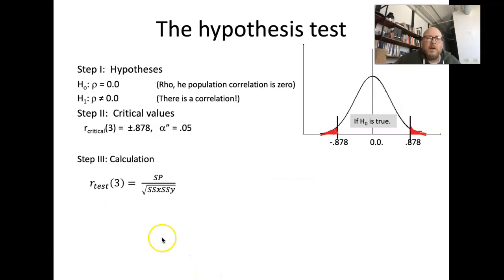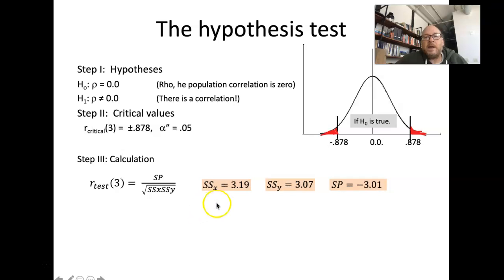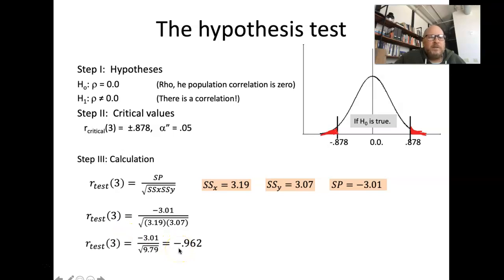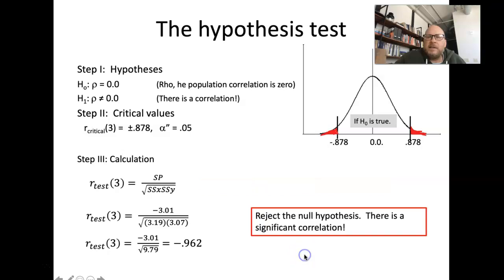Okay, so the formula then is this guy right here. That's going to be for our test value of r. I went back a couple pages and got my sums of squares values and my sums of products. So why don't you hit pause and fill that in to the formula and see what you get. We wound up with these numbers. I got a correlation of negative 0.962. In my decision, what I'm going to do is take my 0.962 and reject the null hypothesis. I'm going to say there is a significant correlation.